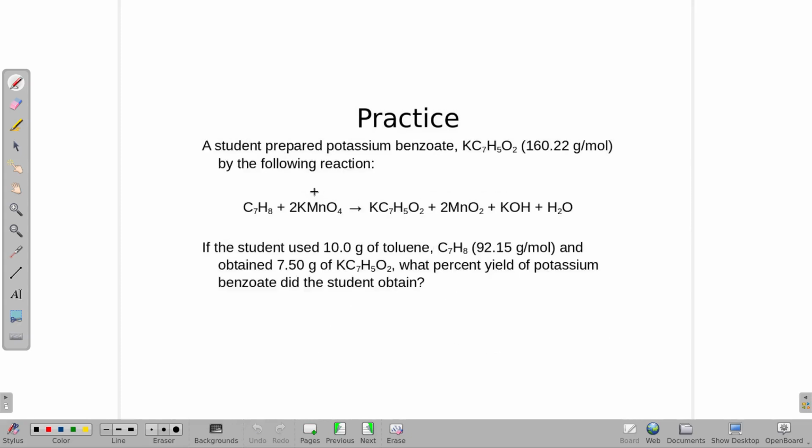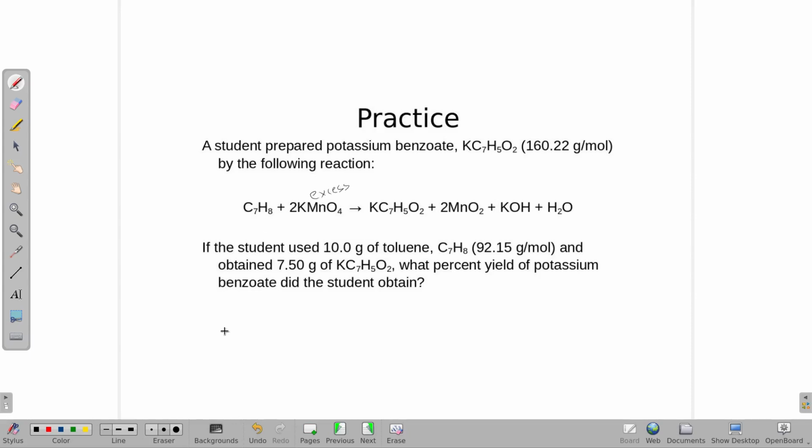Alright, let's do another one of these. A student prepared potassium benzoate by the following reaction. It's given there, and it's all balanced. If a student used 10 grams of toluene and obtained 7.5 grams of potassium benzoate, what is the percent yield of potassium benzoate the student obtained? You notice how I gave you the toluene, which is the C7H8, and I don't say anything at all about the potassium permanganate, the other reactant. Because it's not listed, we're going to assume it's in excess.